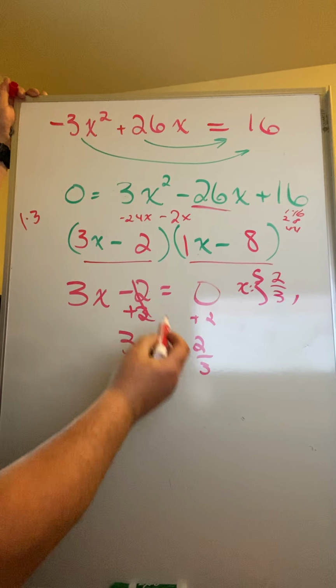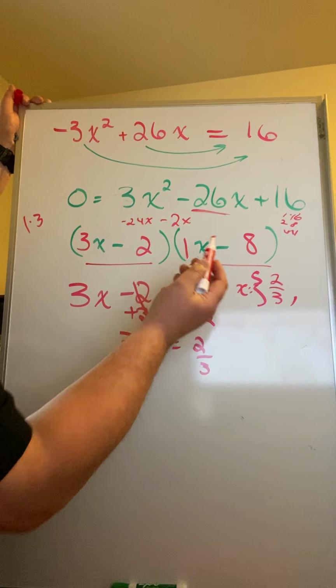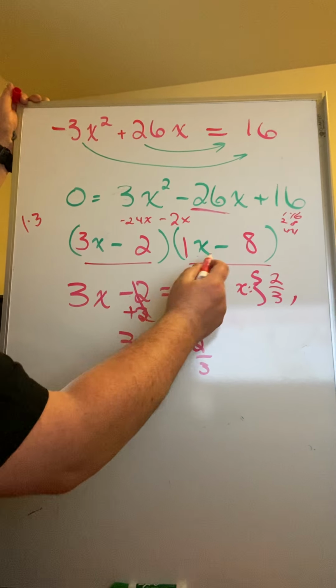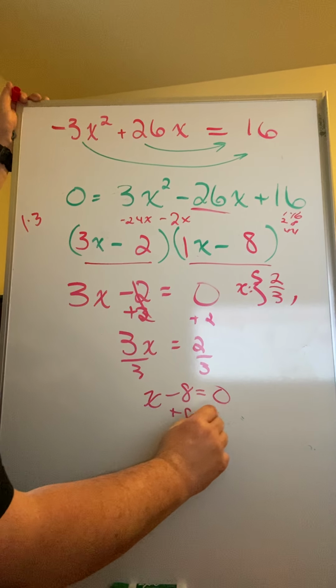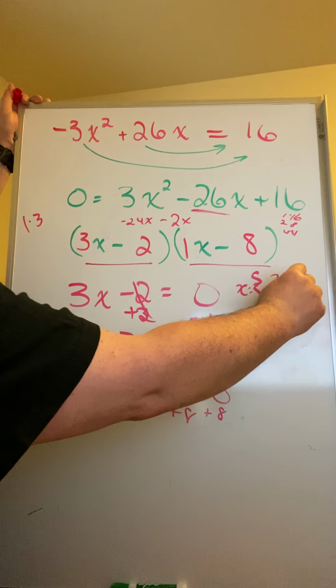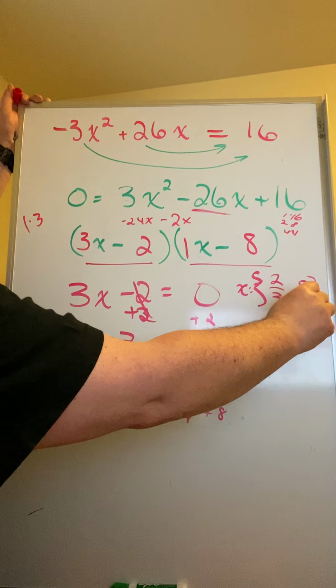Now, the second problem, you're going to take 1x. Do you really need to write 1x? No. You'll just write x minus 8 is equal to 0. Add 8, and x is equal to a positive 8.